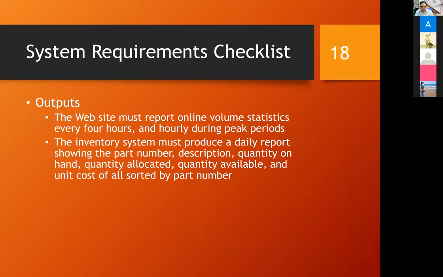That is about process modeling. The next thing we have to know is the output and input of the system. For the system requirement checklist, in terms of output, for example, the website must report online volume statistics every 4 hours and hourly during peak periods. This is the checklist for the output. We will use it to check whether this website reports the online volume statistics or not. Okay, that is the first one.